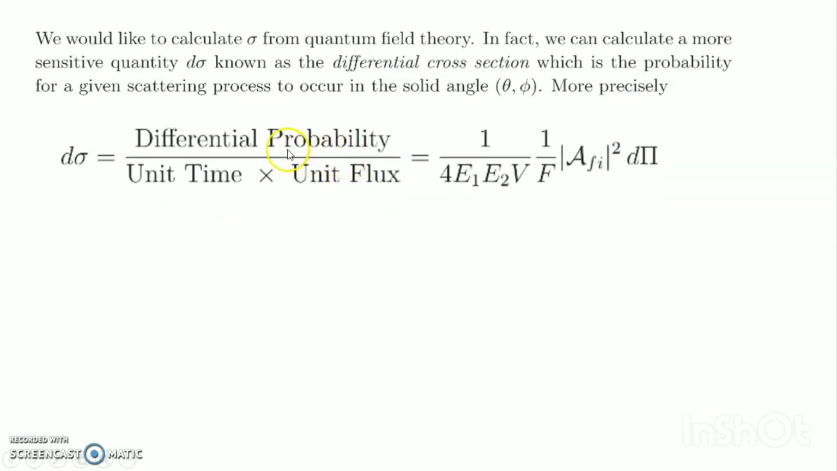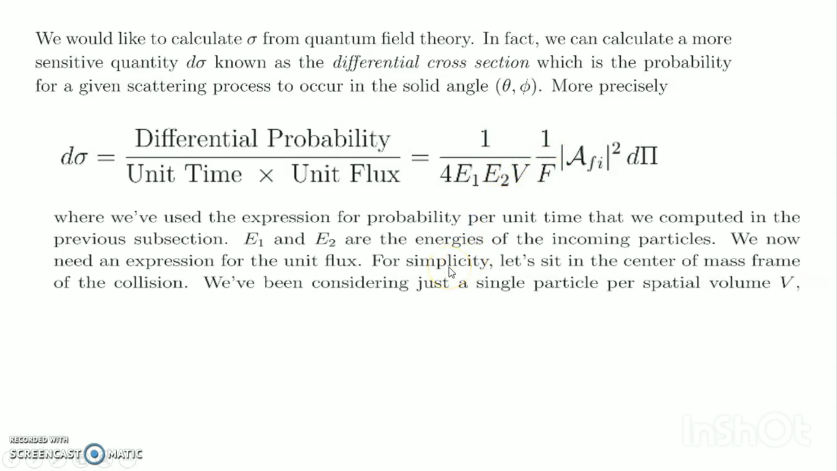We would like to calculate sigma from quantum field theory. In fact, we can calculate a more sensitive quantity, d sigma, known as the differential cross section, which is the probability for a given scattering process to occur in the solid angle theta, phi. More precisely, d sigma is equal to the differential probability per unit time per unit flux, where we have used the expression for probability per unit time that we computed in the previous subsection.